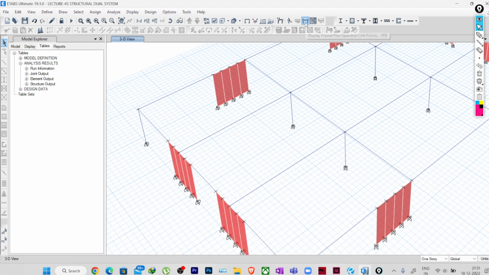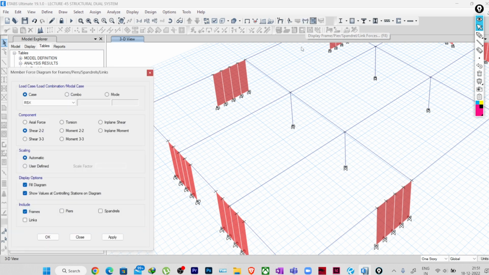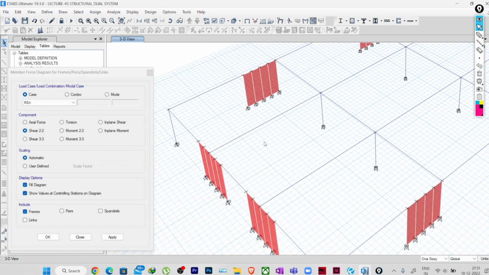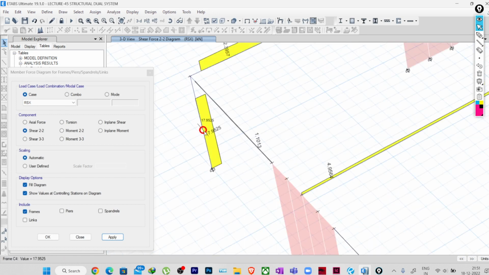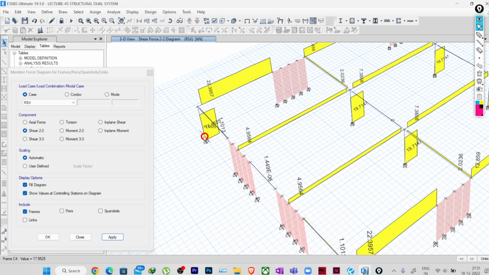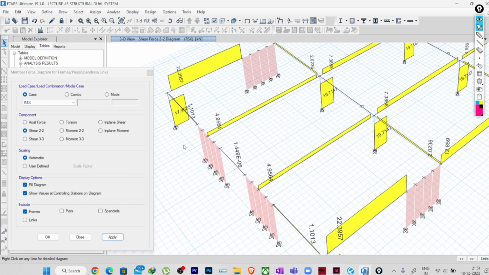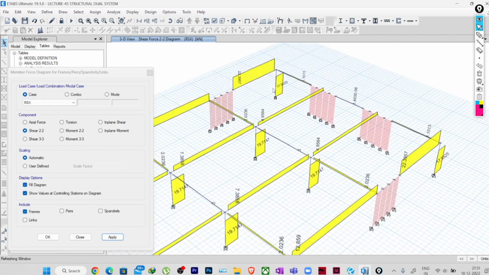So if I just go to this display frame pier spandrel link forces, and I'll click on this frames to take the columns first. Okay, so frames, and for RSX, that means the response spectrum load in X direction, I'll take the shear. Here you can see the maximum shear that we are getting. So four columns, all these corner four columns, it is 17.9525. So you just have to do the calculation actually.